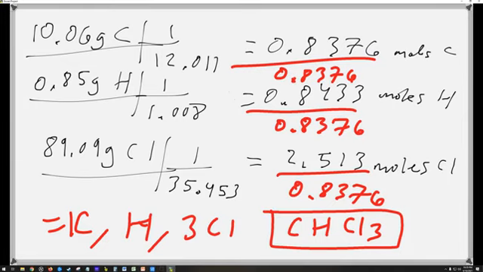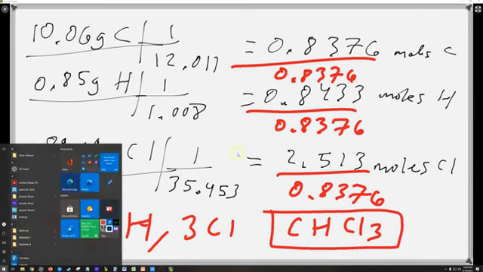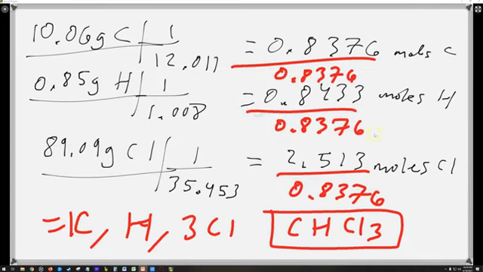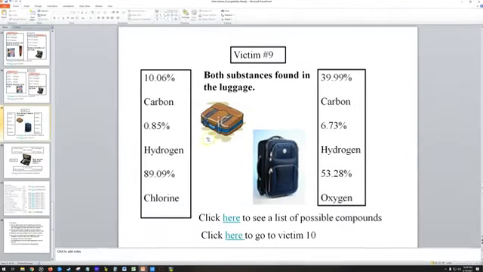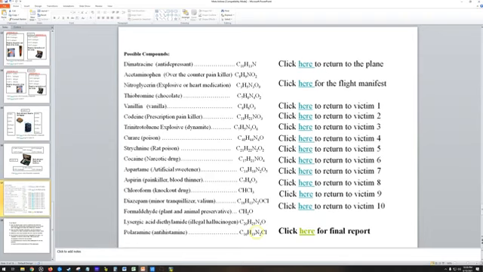All right, and then we'll identify this one. Let's look at our list of compounds. CHCl3. This is found on victim number 9. Found in the luggage. All right. This is chloroform. This is the knockout drug. So this is a compound that is typically used, you soak it in a rag and put it on someone's face and then they pass out. So this is a knockout drug, chloroform. So that is not good.